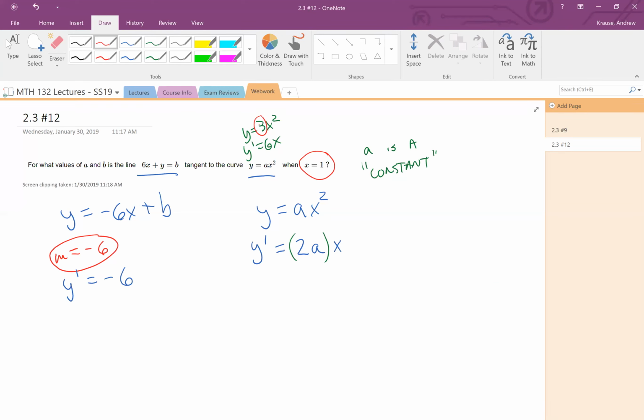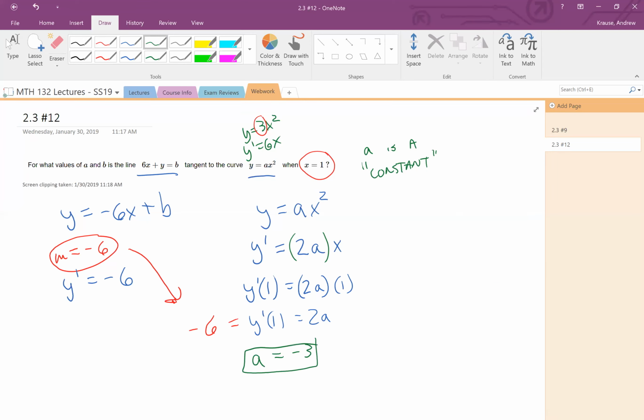Now, if we calculated the slope at x equals 1, we're going to get 2a times 1 because we plug in that 1. So the slope at the point x equals 1 is 2a, whatever a is. And we also know that that slope needs to be negative 6 from that tangent line condition. And so from there, we get that a is negative 3 just by dividing by 2. So what we know now is that we have y equals negative 3x squared as that other function.